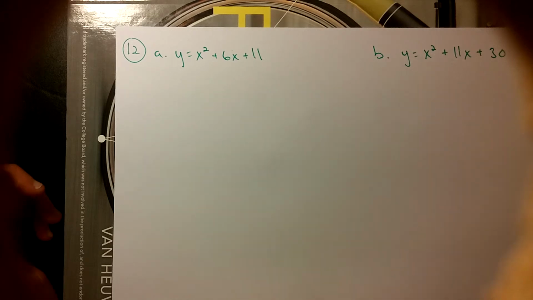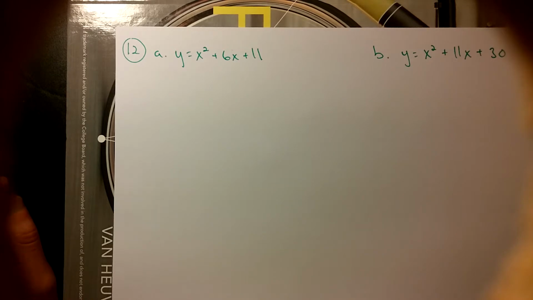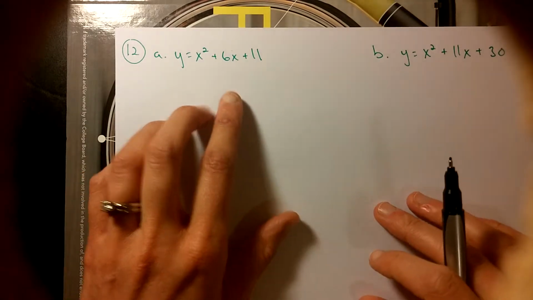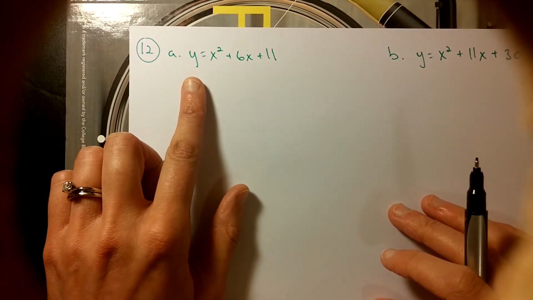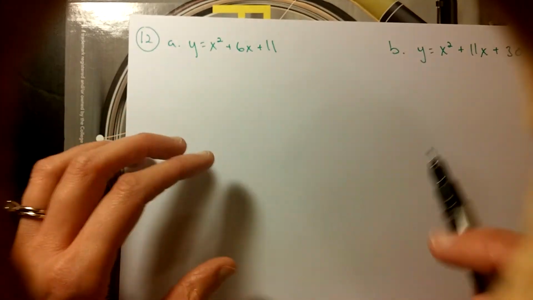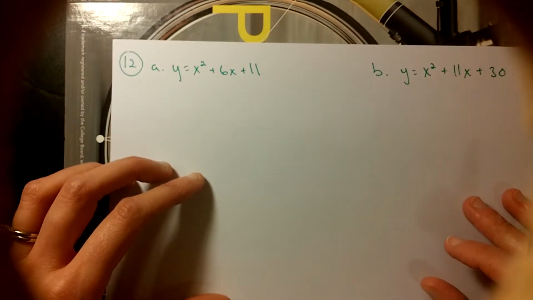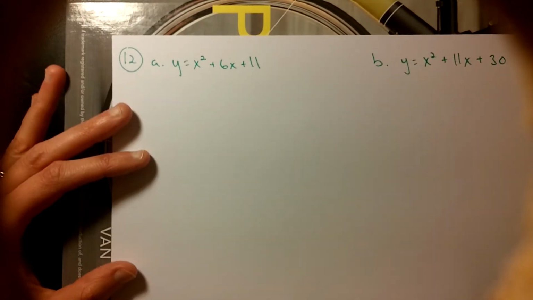So in number 12, it says to write each function in graphing form by completing the square. So right now this is in standard form, but we want to change it to graphing form, which is where we have a binomial in parentheses being squared and then usually something else adding or subtracting to it. So we're going to do the completing the square process.